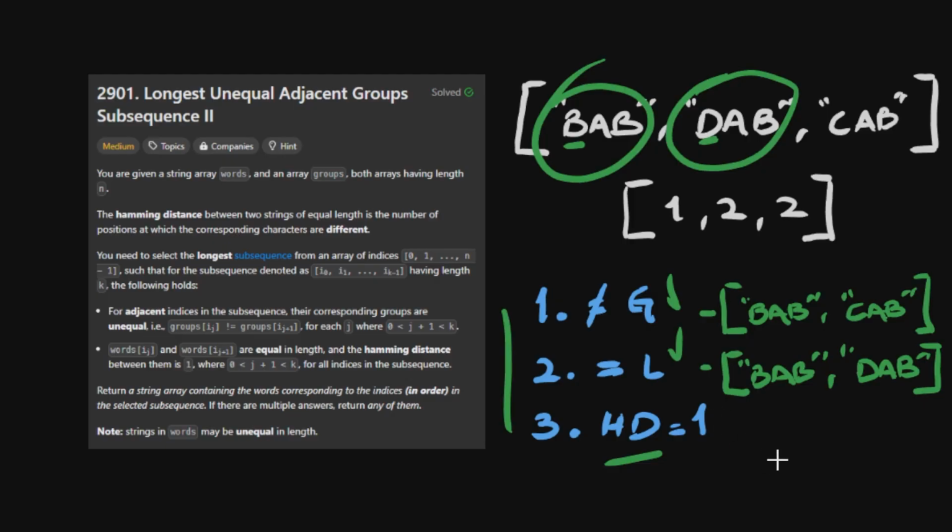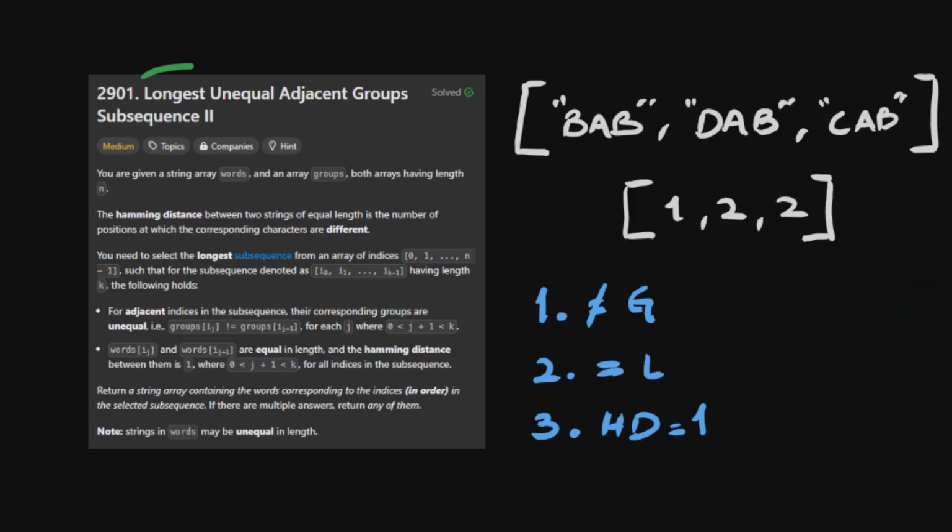Now remember, we need to find the longest subsequence, so we can iterate this from left to right and keep track of the longest subsequence that we can build each time, and we are doing this with dynamic programming. So next we'll see how we can solve this with this approach.